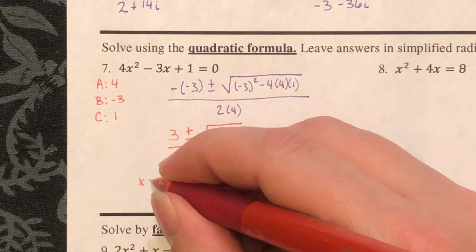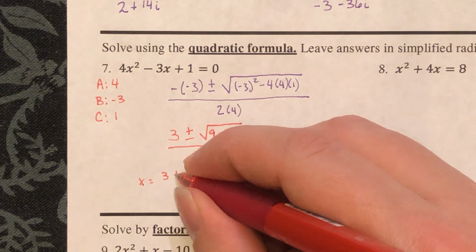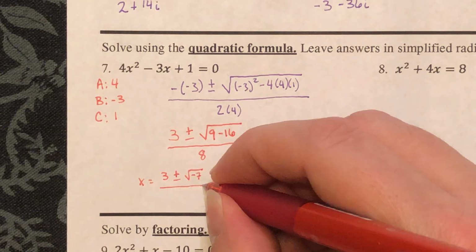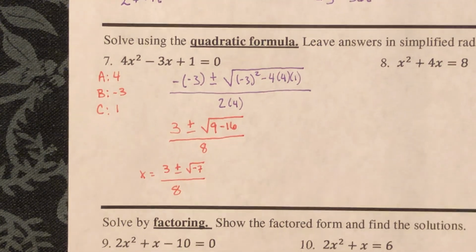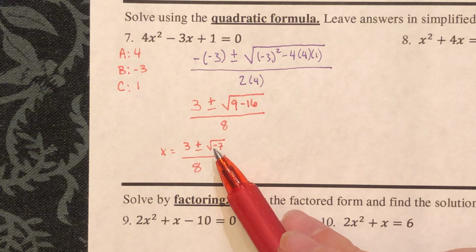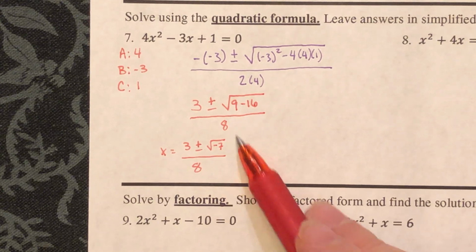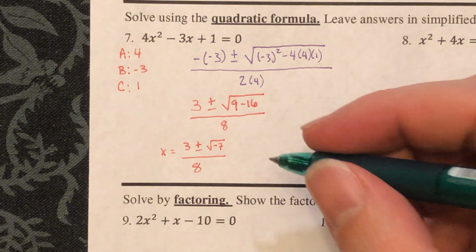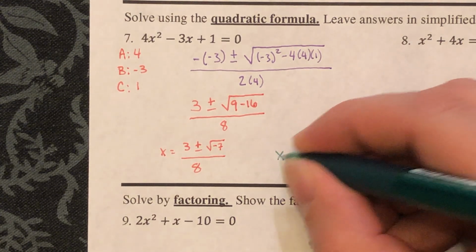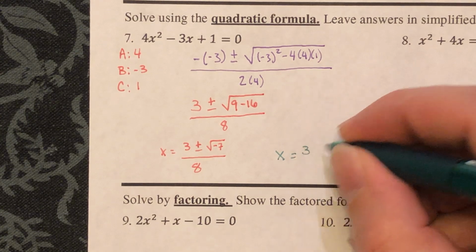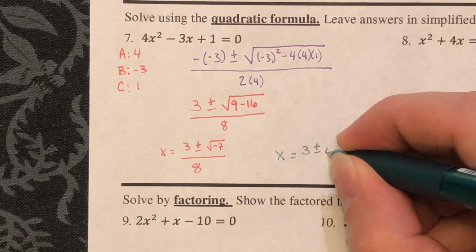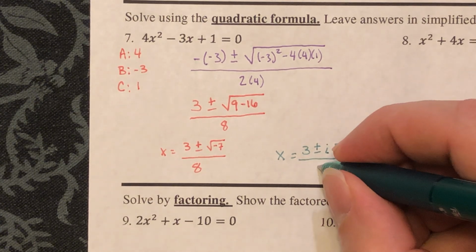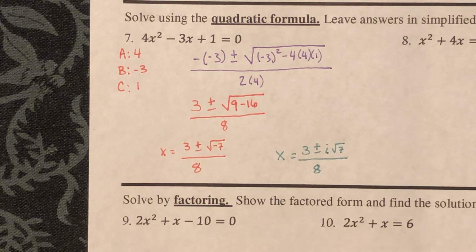So I've got x equals 3 plus or minus the square root of negative 7 over 8. When you get to here, you want to simplify this square root as far as you can. There's not much that I can do with this, but I can take that negative out. So I have x equals 3 plus or minus i root 7 over 8.